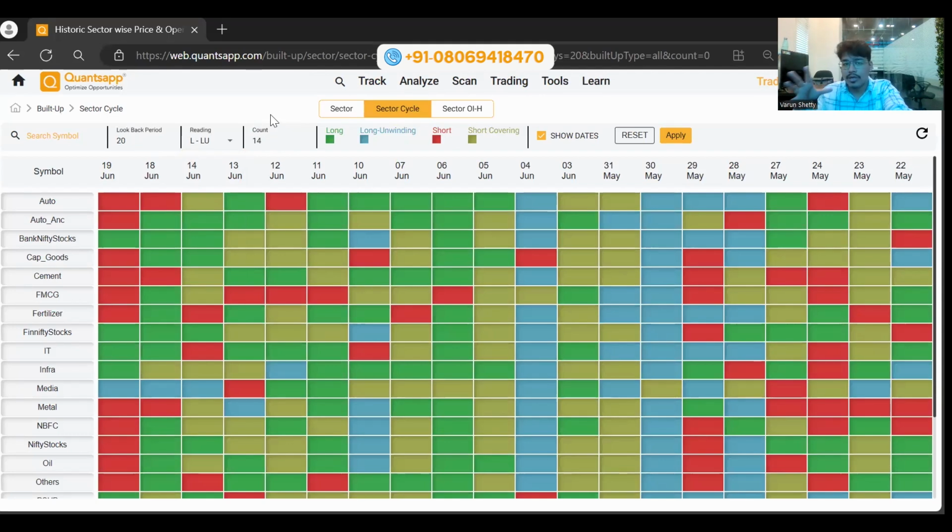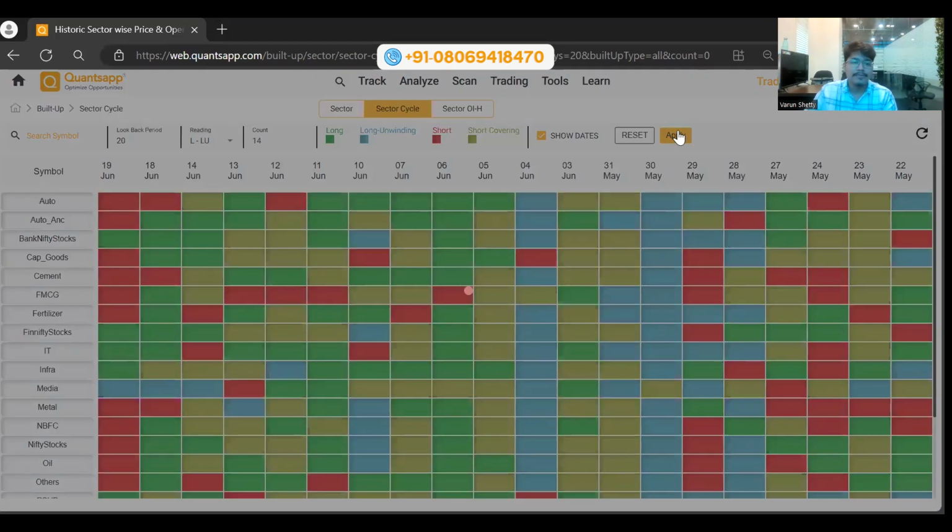Now, why is the count 14? A 20-day look back period would suggest around a month, right? 20 days look back period is the last 20 trading sessions, so approximately a month of data. And out of those 20 trading sessions, I want at least 14 days to follow long and long unwinding. So there should be long or long unwinding, green color or blue color in 14 boxes out of 20 boxes. So 70% of the time is the sweet spot.